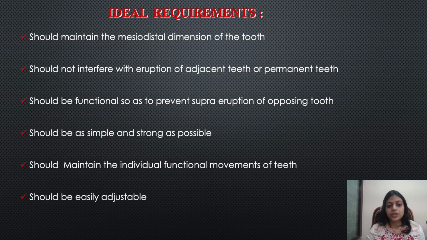Then the ideal requirements of a space maintainer: it should maintain the mesiodistal dimension of the tooth. It should not interfere with the eruption of the adjacent teeth or the permanent teeth. It should be functional so as to prevent supra-eruption of the opposing tooth. It should be as simple and as strong as possible. It should maintain the individual functional movement of the teeth. It should be easily adjustable.